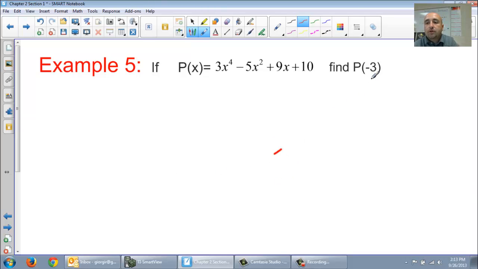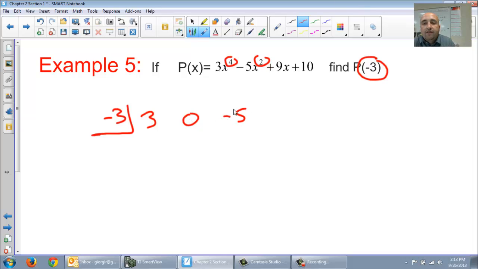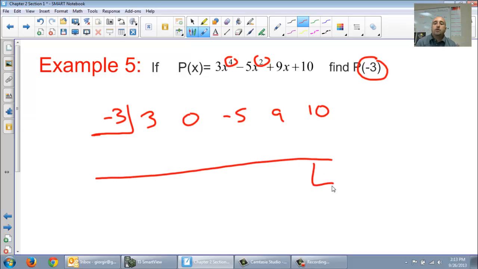Okay, so here's our example. What we're trying to find is P of negative 3. So negative 3 goes in my box. Then my coefficients. 3. Notice this goes from 4 to 2, so I need to put a placeholder in there for the third term. Then we have negative 5, and then we have 9, and then we have 10. So if you're missing one of your exponents, you need to put in a placeholder.